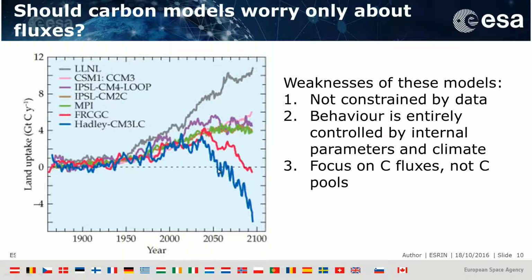So if this were right, then around about 2050, we wouldn't be in a land sink anymore. The land wouldn't be helping us to mitigate fossil fuels. It would actually be acting in the other direction and putting carbon into the atmosphere. And that's being driven, in the model, by the response of the soils to rising temperature.